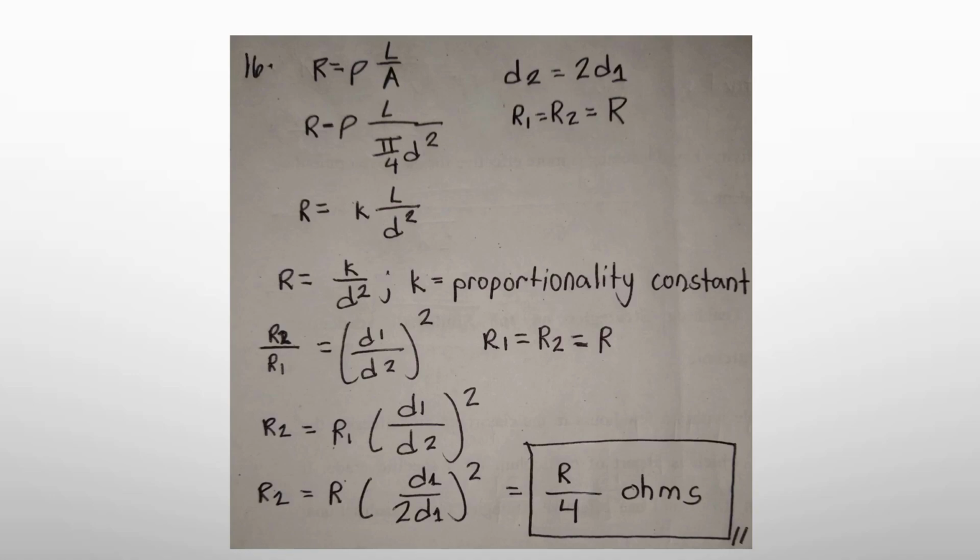And then we will change the value of D2 in terms of D1, which is D2 is equal to 2D1. And R2 is equal to R multiplied by D1 all over 2D1 squared. And we will cancel D1, and 1 over 2 squared is equal to 1/4 multiplied by R, which is equal to R all over 4. And the resistance of the second wire will be R all over 4 ohms.